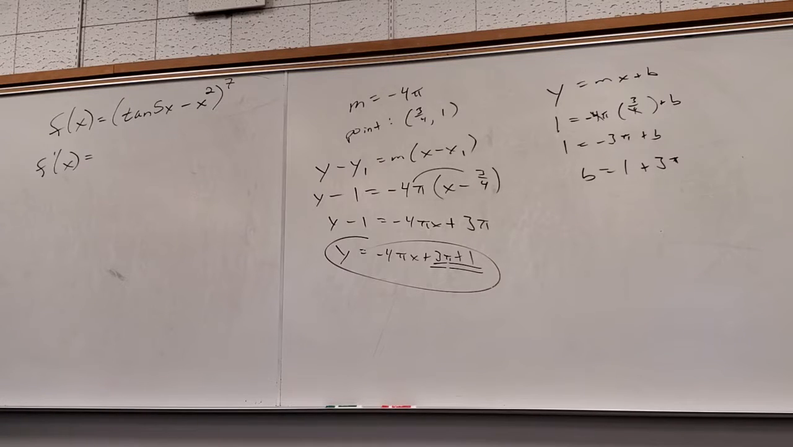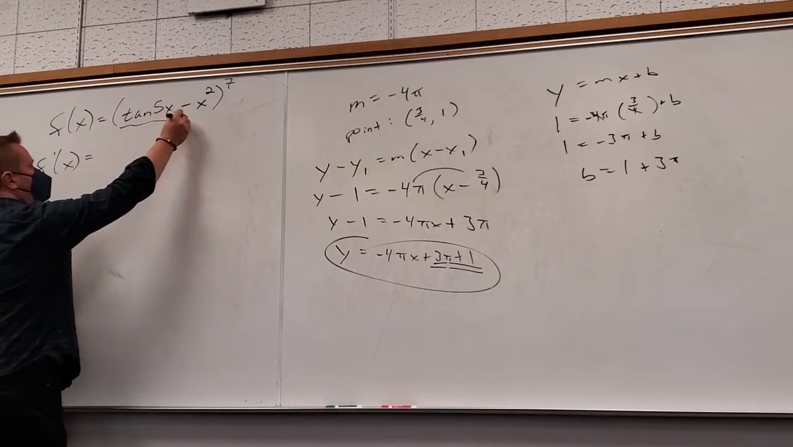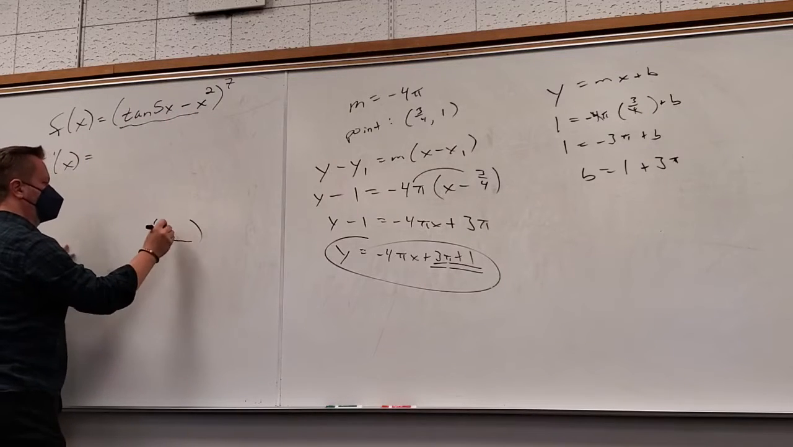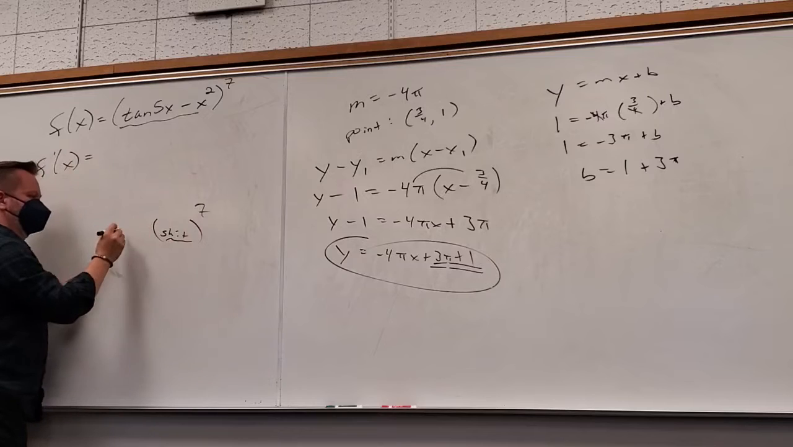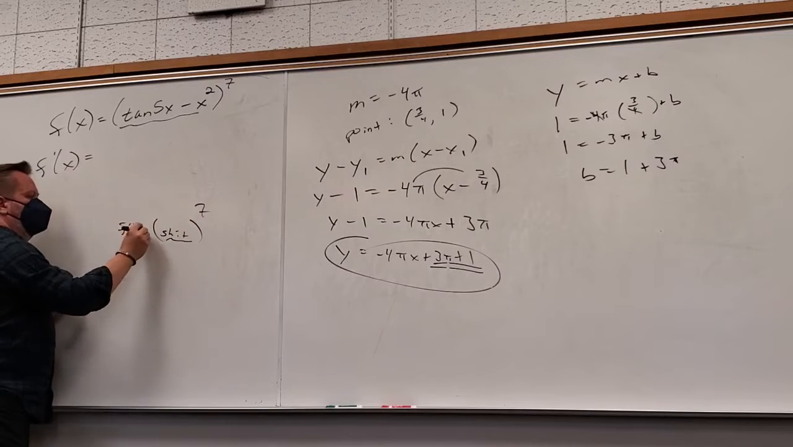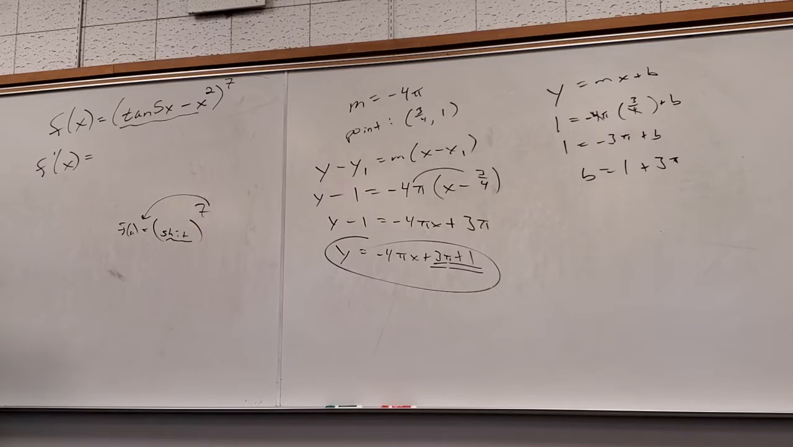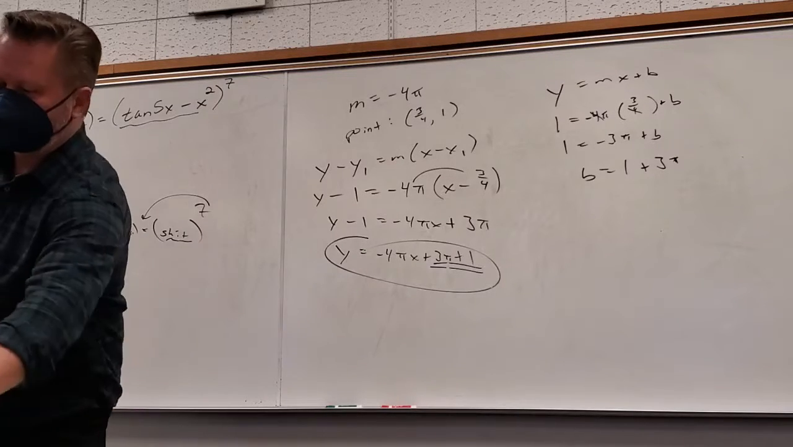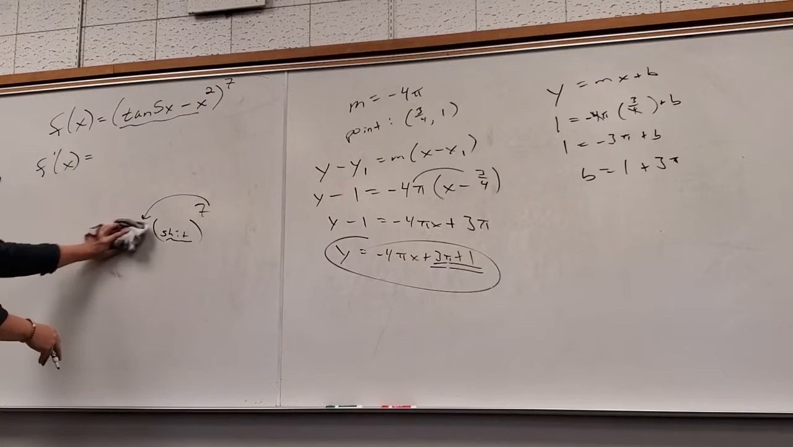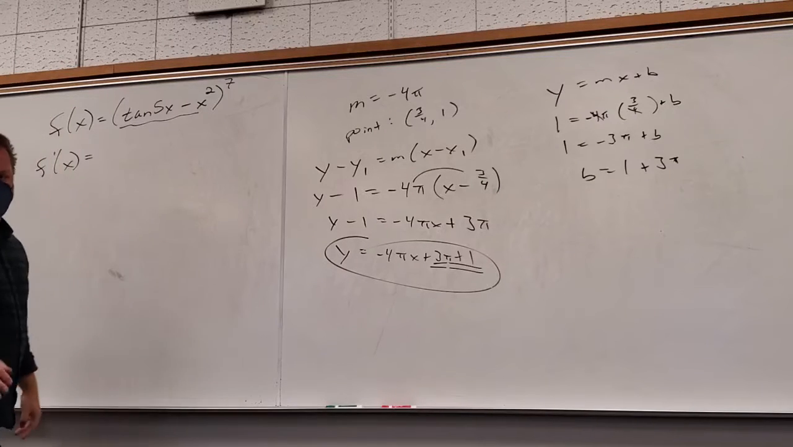It doesn't matter whatever I put in here. If I put stuff to the 7th power, the 7 would come down times stuff to the 6th power times, and then the inside gets a turn. It doesn't matter even what that is, right? I could have said anything. Okay, go ahead.